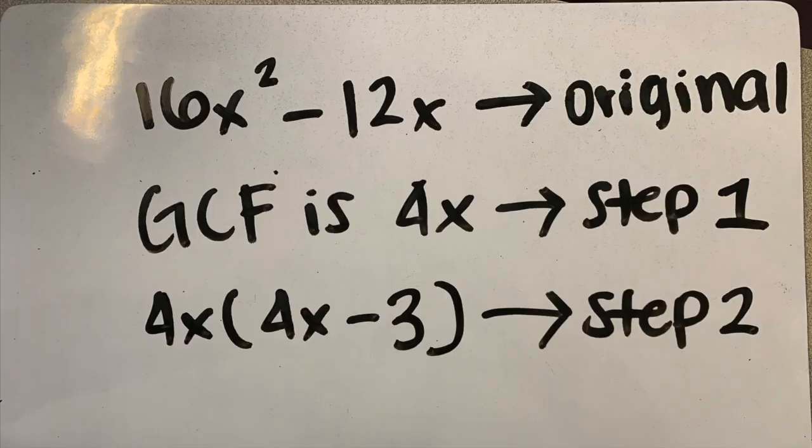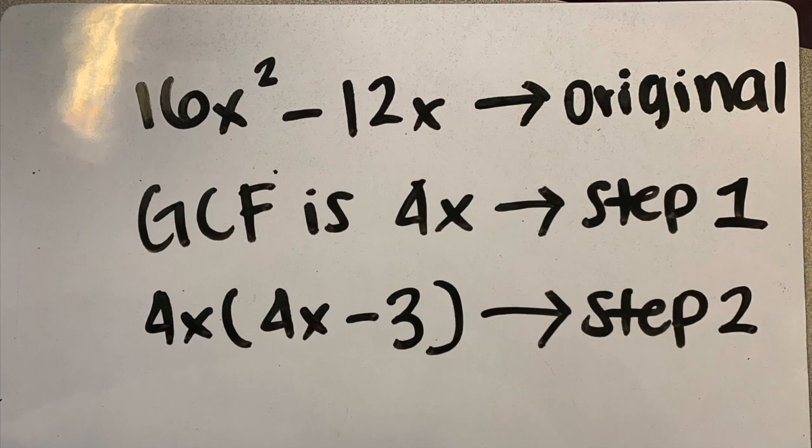GCF example, we will use 16x squared minus 12x. That will be the original equation. Then for step 1, we need to find the GCF, also known as the greatest common factor of the equation. In this case, it will be 4x.